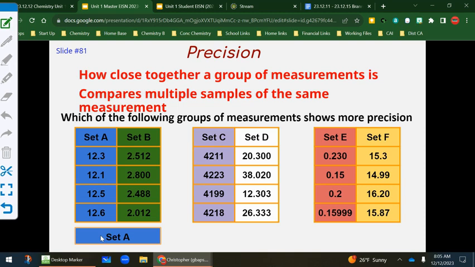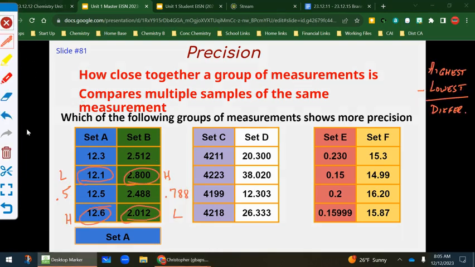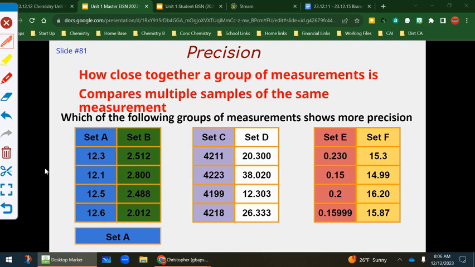Sorry, ladies and gentlemen. So here we go. All right. So set C. Daniela, what's the highest value in set C? The one that is the biggest. The highest. Yep. What do we got? 4223. Okay. What's the lowest value in this set? All right. Lowest. So that is a difference of 24, ladies and gentlemen.